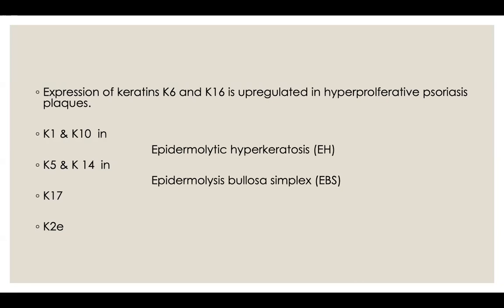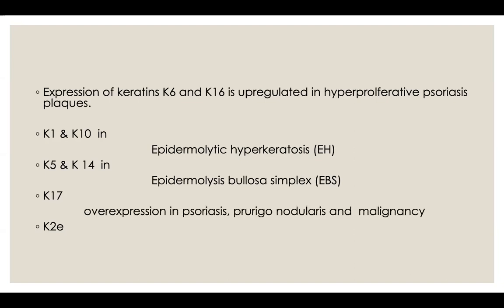Keratin 17. It can be seen in psoriasis, it can be seen in prurigo nodularis, it can be seen in malignancy like breast cancer. Keratin 2E, this is very important. Where can you see keratin 2E? Yes, Dr. Michael, ichthyosis bullosa of Siemens. This is very important.